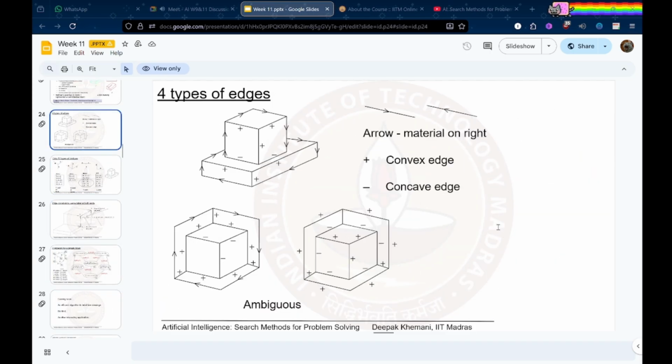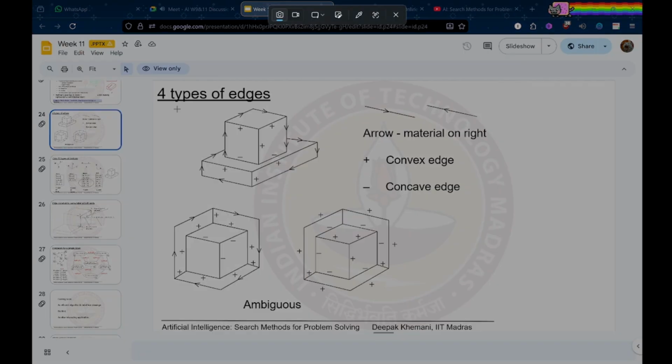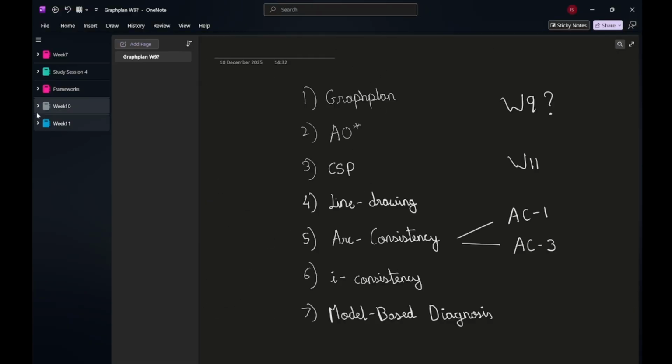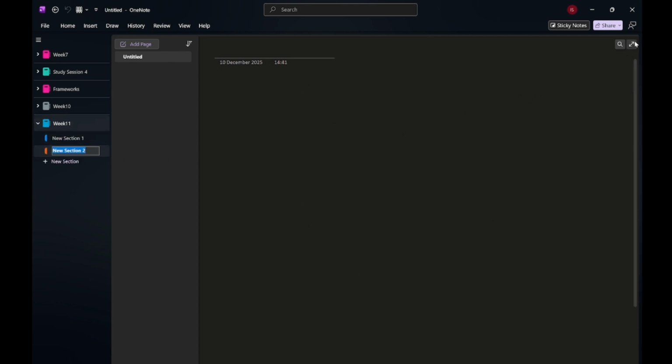Did everyone understand what a concave edge and what a convex edge mean? Like if I copy this here, new section.